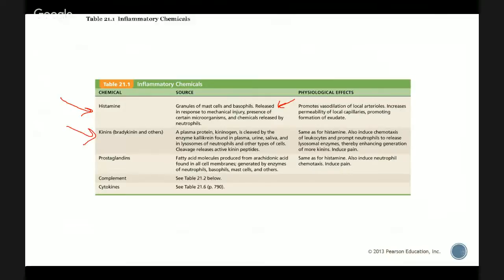We have kinins that can be released. We have prostaglandins that can be released. We have the complement system, which we'll talk about in a little bit, and we also have cytokines. So these are all things that can be released when there's damage to tissues or to aid in the inflammation process.